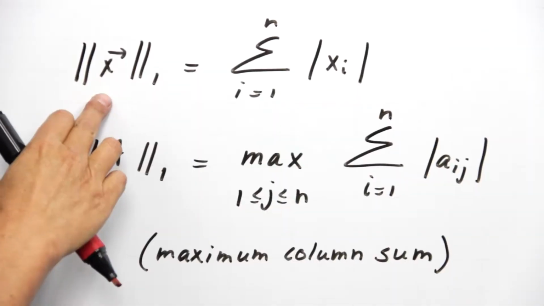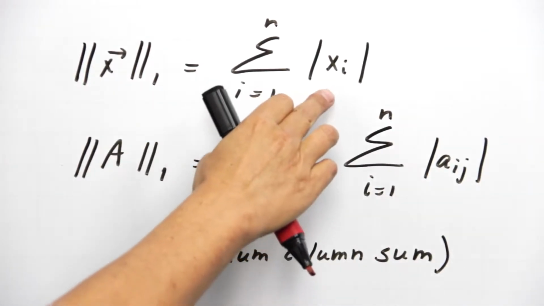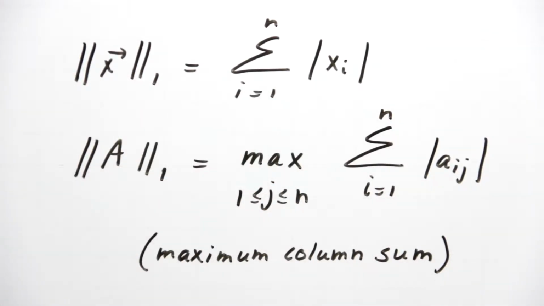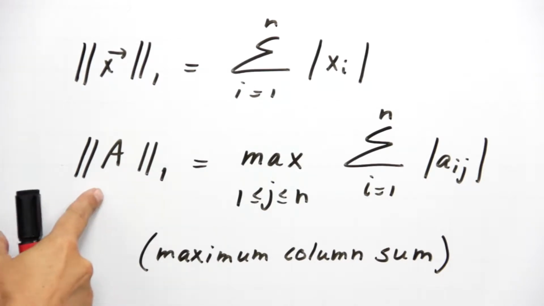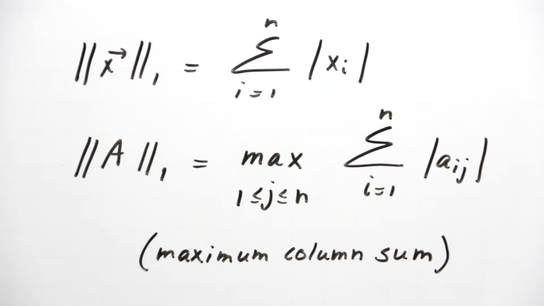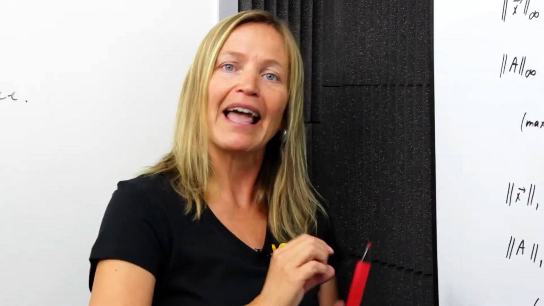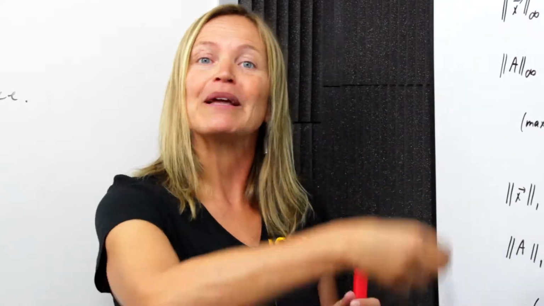Now the one norm is a little different. The one norm of a vector is simply the sum of all absolute values of the elements, and the one norm of a matrix, the associated norm, is defined as the maximum column sum. So it's a little bit like this maximum row sum, but now instead of adding all the elements over a row, we add them up over a column.